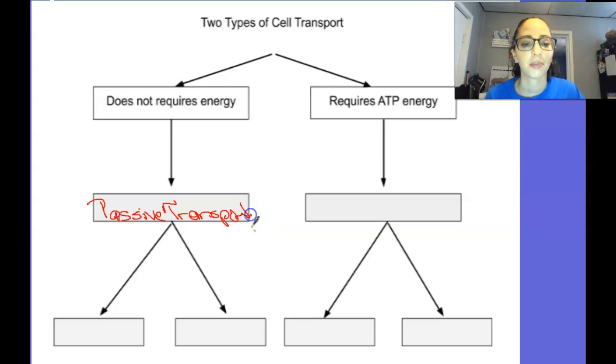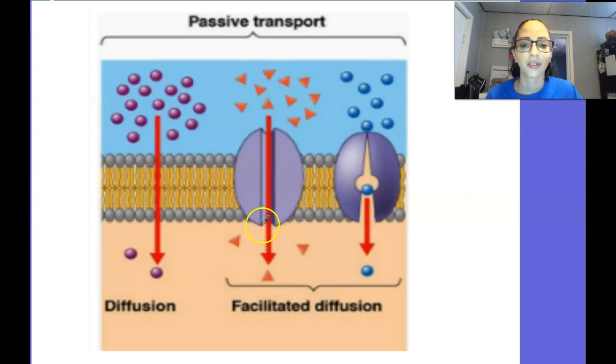Passive happens with the flow, no energy. And we saw that our first process was diffusion, where molecules move from high concentration to low concentration. So we have here another passive transport, that means it does not require energy.